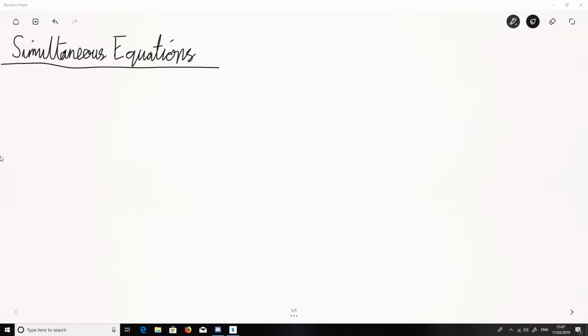Now, simultaneous equations is a question in maths where we get two equations, both linear in two unknowns. What we want to do is solve these two equations to get a value of x and a value of y out of them. The easiest way to do this is called the Gaussian elimination method, which sounds a lot more complicated than it is. So I'll take you through a question.